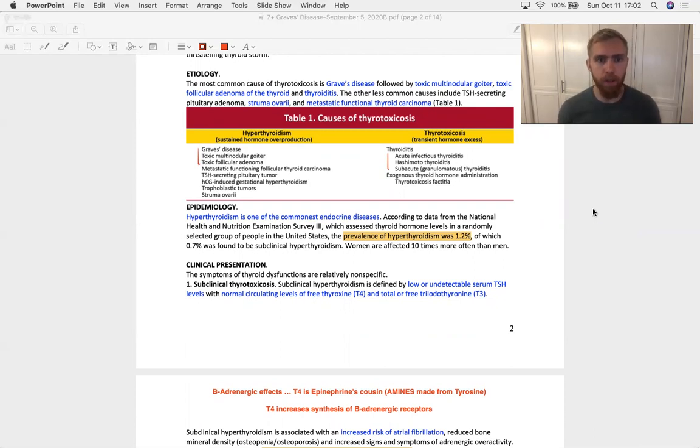A toxic follicular adenoma of the thyroid, same thing going on there with that word toxic. What that means is that even though there's low TSH, this follicular adenoma is making T4 autonomously. So it doesn't need TSH to make T4. And then thyroiditis, we covered in our SDL talk about Hashimoto thyroiditis. Thyroiditis means that you get some transient inflammation of the thyroid.